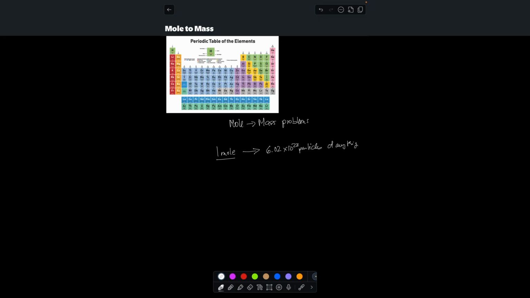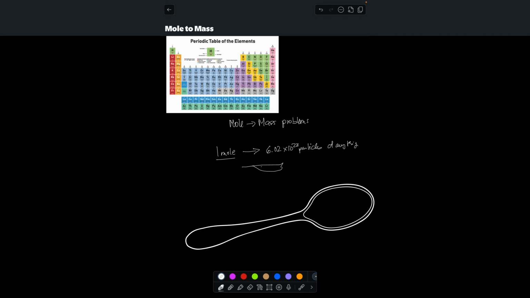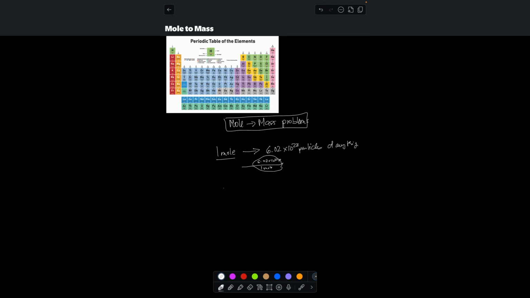Okay? And again, the mole is just like a measuring spoon, right? And that spoon measures 6.02 times 10 to the 23 particles. That never changes. Now, as far as mole to mass, a mole is also equal to the mass number.